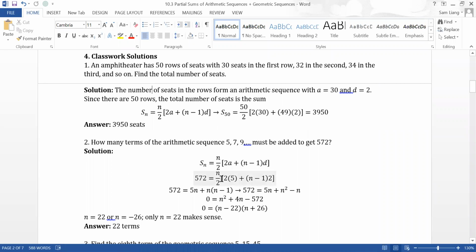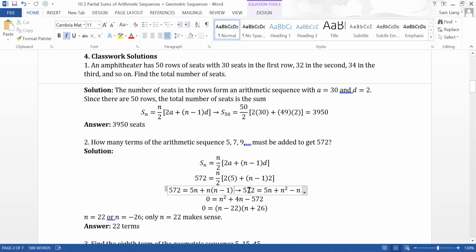So we have n over 2, bracket 2 times 5, right? 5 is the first term, plus n minus 1 times the common difference of 2. 5 to 7, 7 to 9 is 2. Sorry, the common difference is 2 and the first term is 5. A is 5, okay? From there, you just do a little algebra. So at this point, I'm going to multiply through by n over 2. So n over 2 times 2 times 5, the 2 divides out, so you just get 5n. And then we have n over 2 times n minus 1 times 2. So here again, 2 divides out, you get n minus 1 times n.